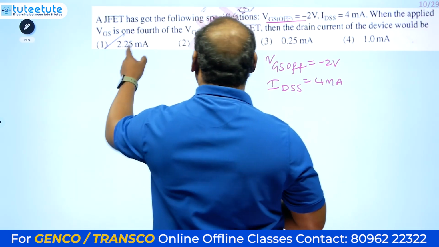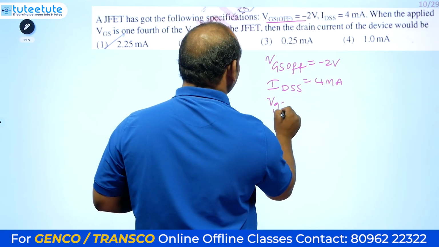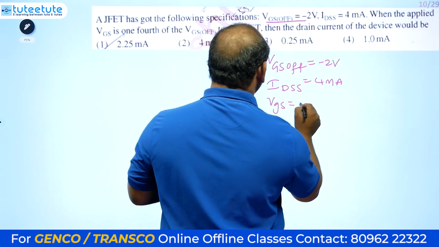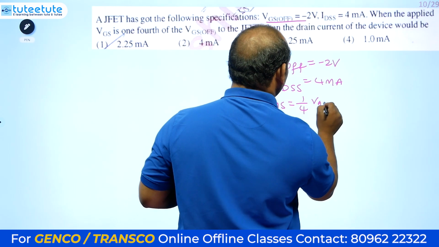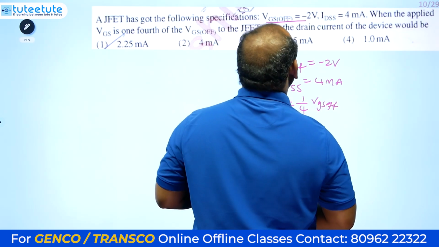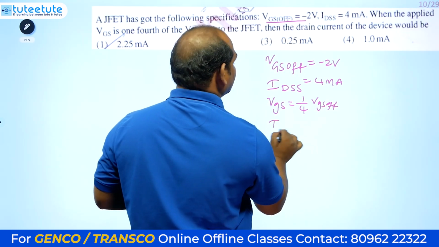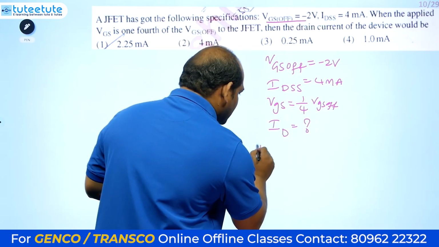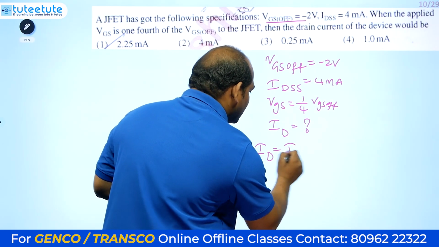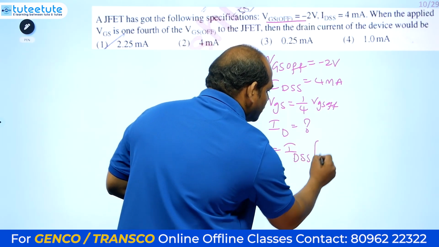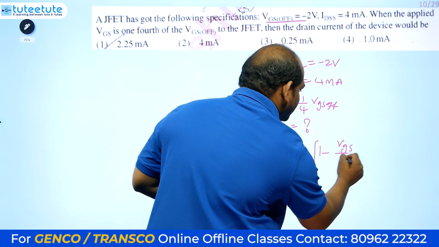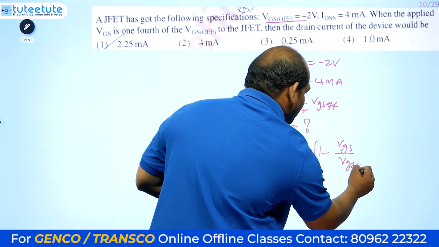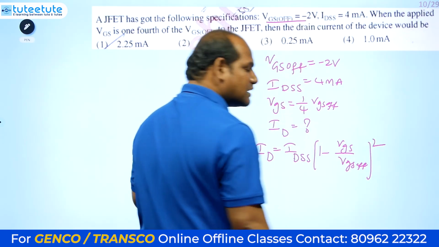So VGS they have given is 1/4 of the VGS(off). Then the drain current of the device. So they asked about drain current ID. For the drain current we have the formula ID is equal to IDSS times (1 minus VGS by VGS(off)) whole squared. That is what we can write.